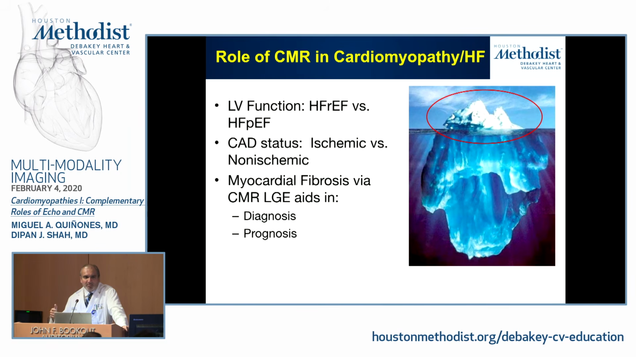So to wrap up, I think the starting point for CMR is really in differentiating HFpEF from HFrEF, and in identifying ischemic versus non-ischemic. And then really it's the presence, pattern, and extent of fibrosis which seems to aid both in refining your differential diagnosis, but also in giving you prognostic implications. Thank you for your attention.